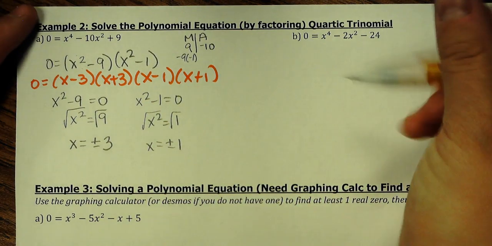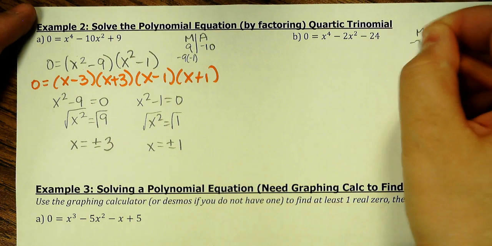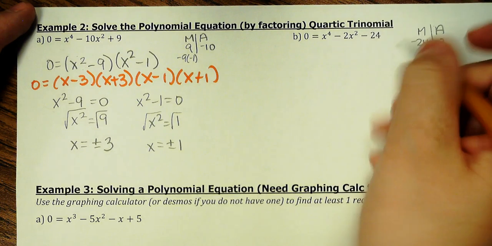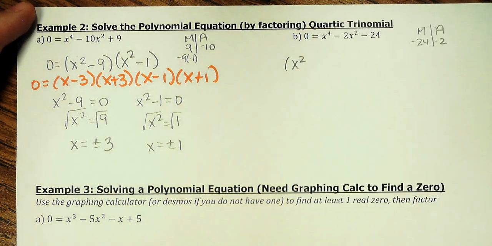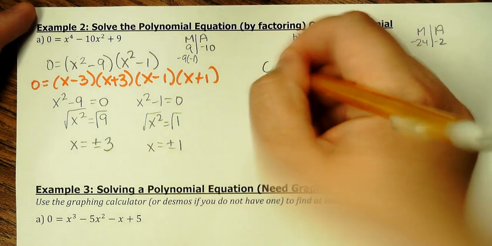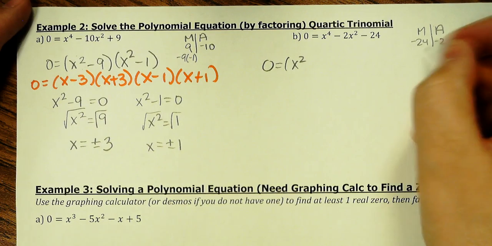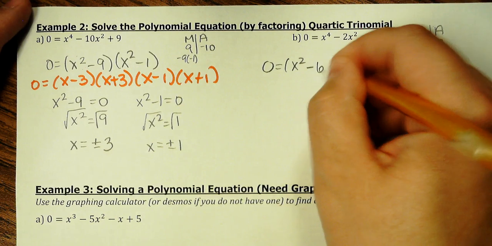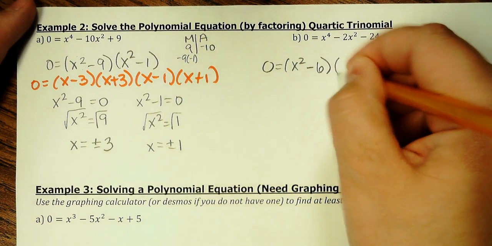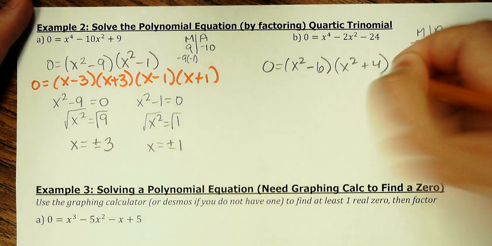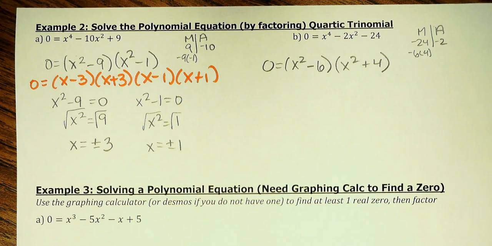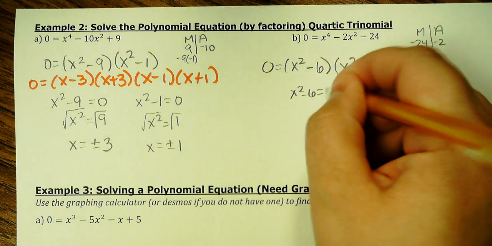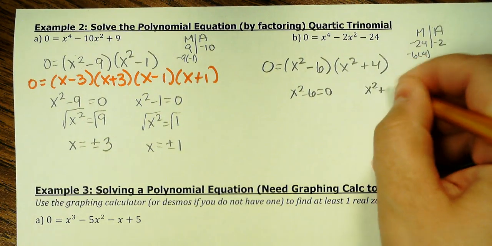For this question here, I've got to multiply to get negative 24, and add to get negative 2. So I'm going to do, let's see, negative 6 times 4. That's going to be the only set of factors that work. So x squared minus 6, x squared plus 4. And I'm just going to take each of these and set them equal to 0.